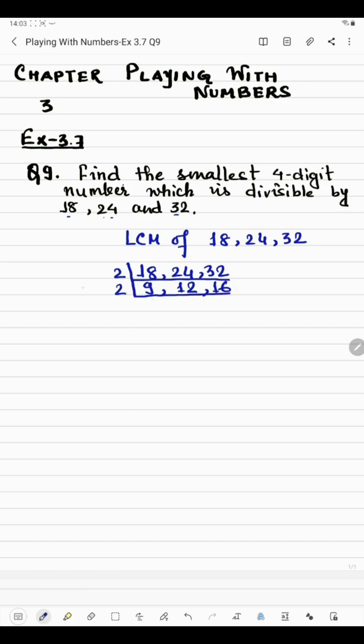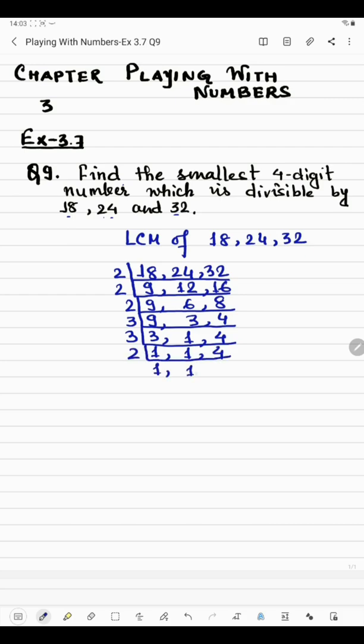Next. 9 cannot be divided by 2, so 9 will remain same. 2 6s are 12, 2 8s are 16. Again we can take 2, so 9 will remain same. 2 3s are 6, 2 4s are 8. Now see here, 9 and 3 are divisible by 3, so 3 3s are 9, 3 1s are 3 and 4 will remain same. Then 3 1s are 3, 4 will remain same. Then we will take 2, 2 2s are 4. Then 2 1s are 2.